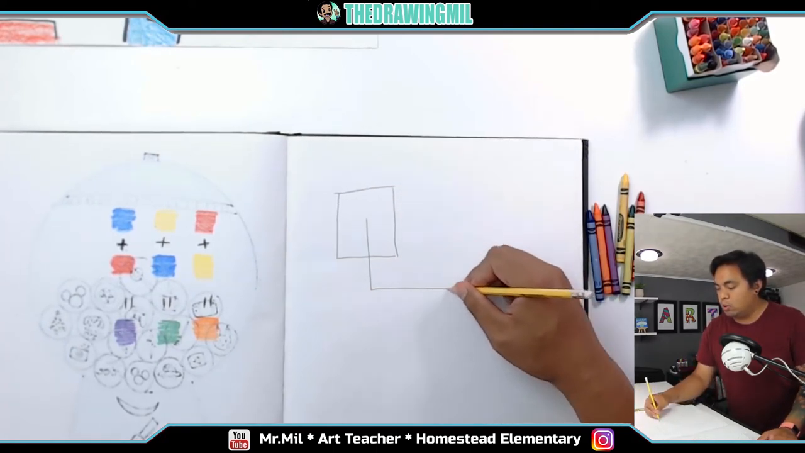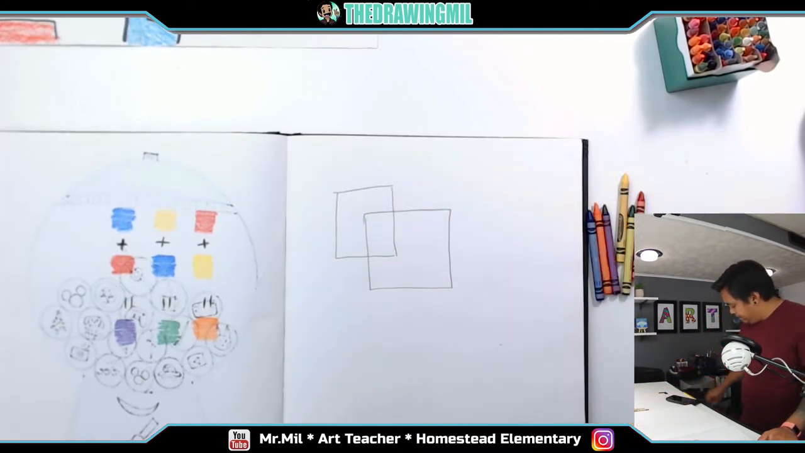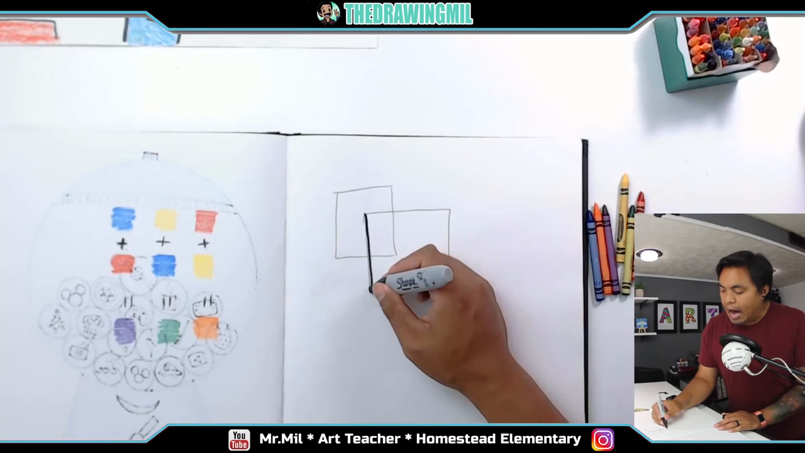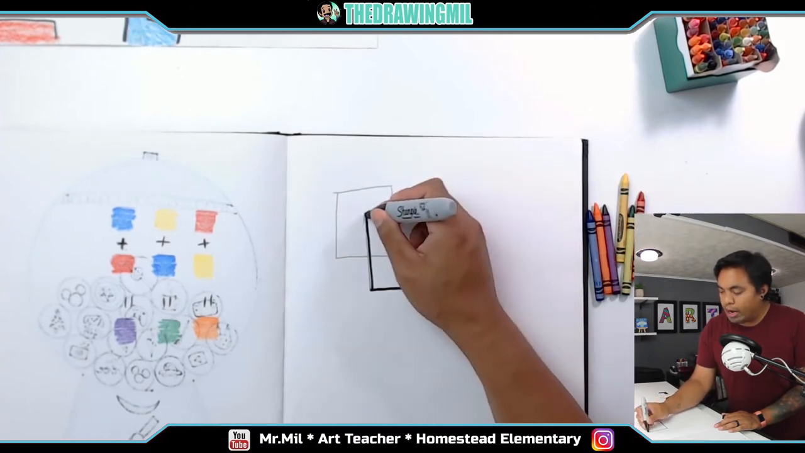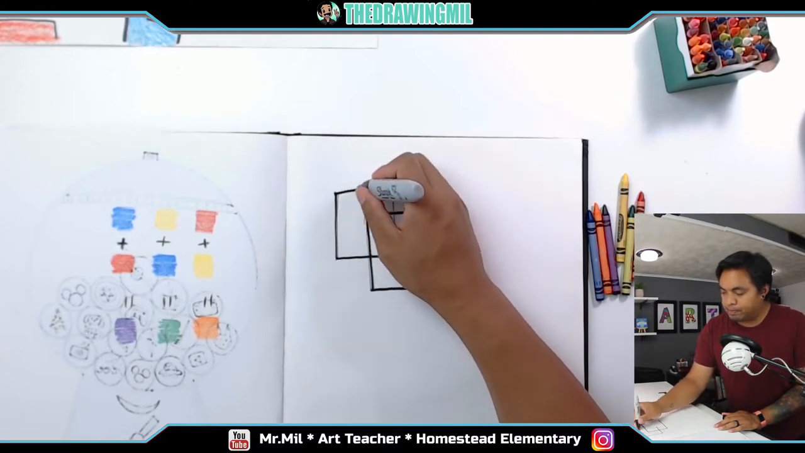So here are my two colliding shapes first. And then if I do that in marker, I'll choose this marker instead. It's going to be a lot easier to see on camera. That's the only reason why I will be drawing in marker on camera, but you guys are allowed to draw in pencil first. So I'm going to finish this off.